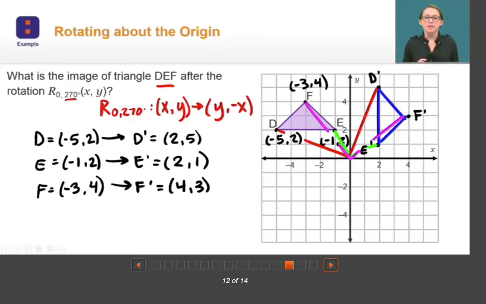Now note that these distances we drew all seem to form 90-degree angles. This is because a rotation of 270 degrees counterclockwise is equal to a 90-degree rotation clockwise.